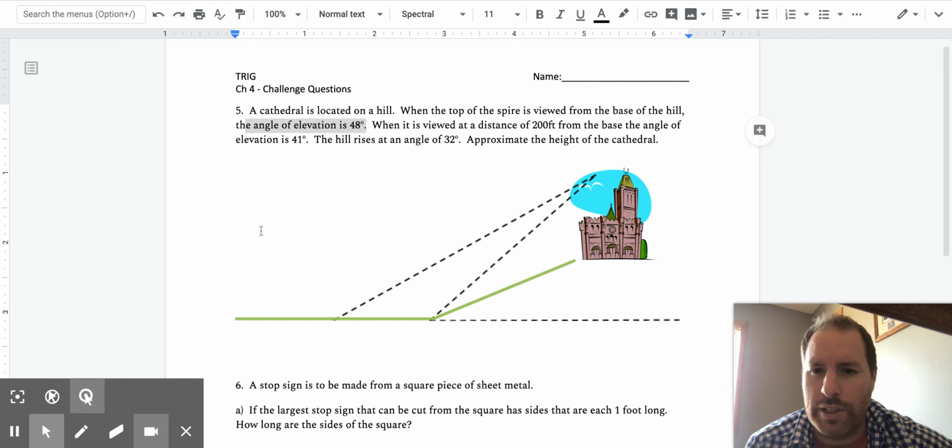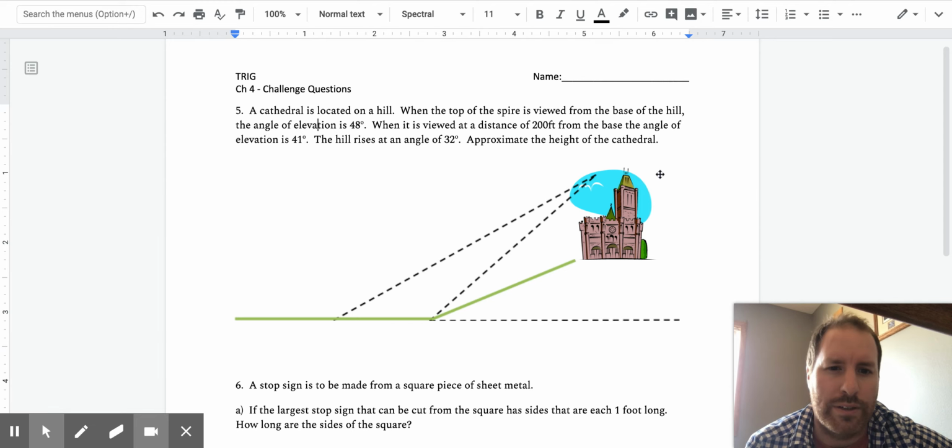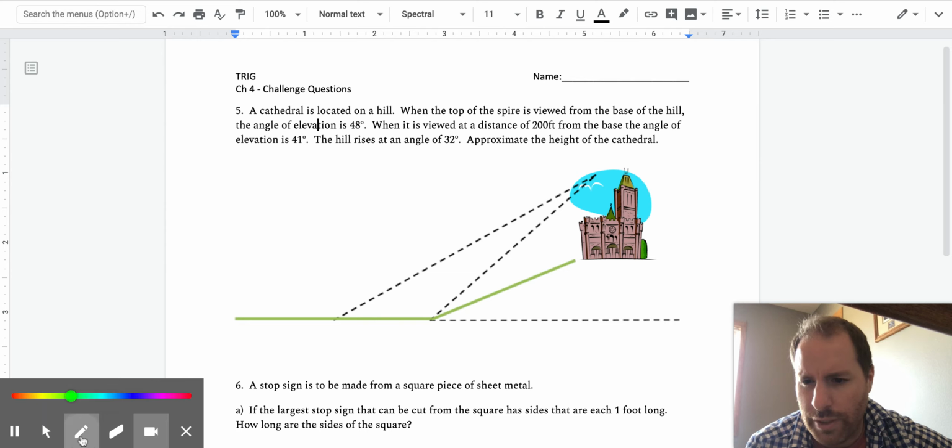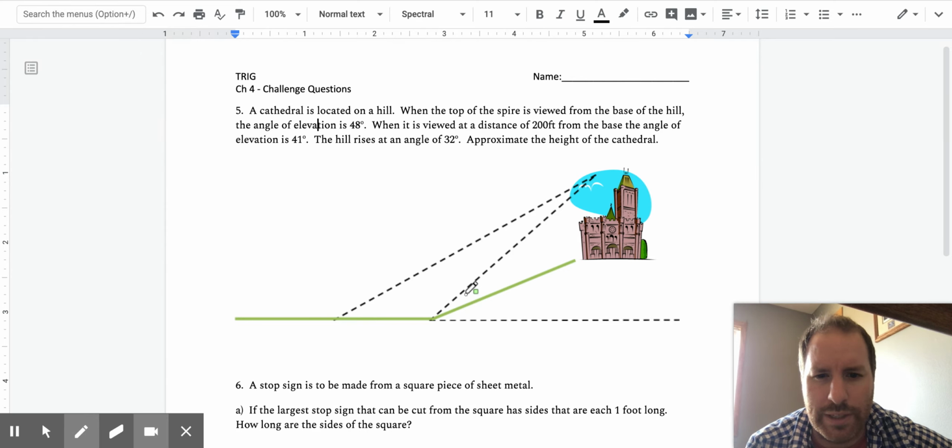So here, as I'm starting out, we have that the angle of elevation is 48 degrees up to the top. And we also have another angle of elevation from the base of the hill, which is 41 degrees. So in here, kind of how these would have to be set up, the angle would have to be here to here. Again, angle of elevation always goes to the horizontal.